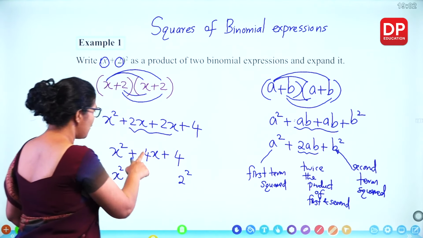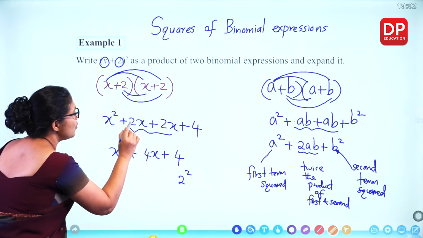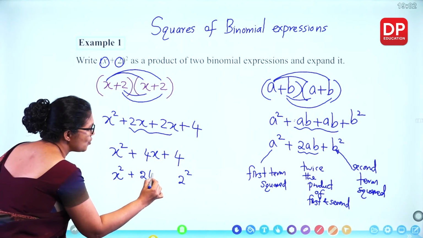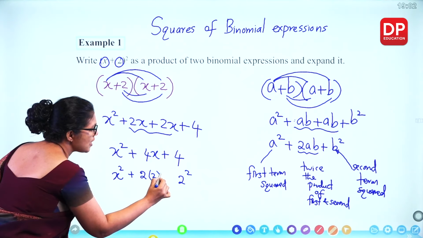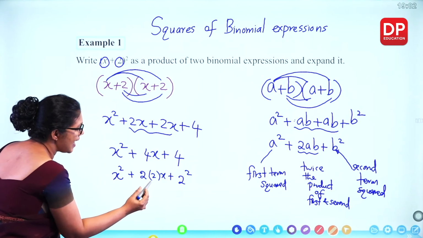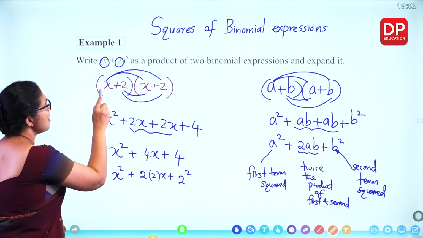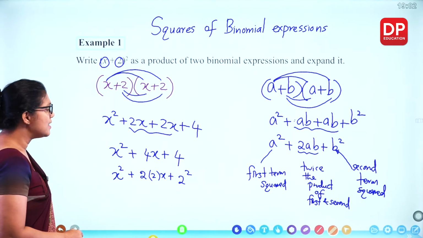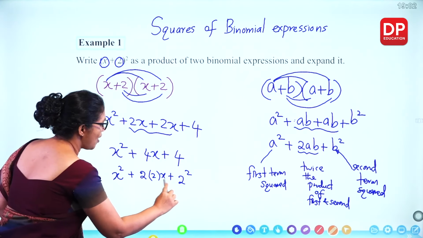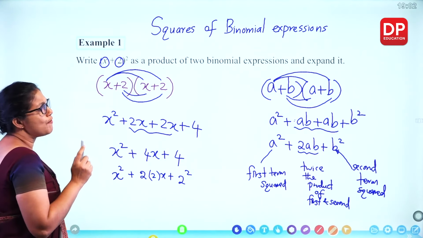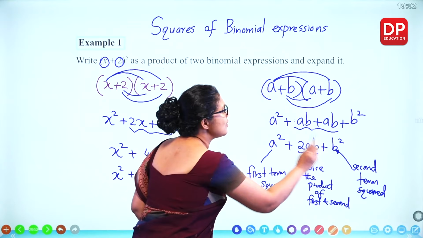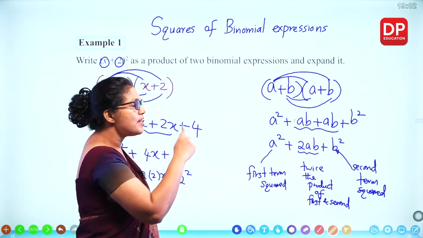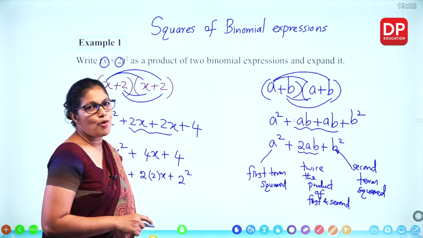So here 4. How did you get 4 here? If you rewrite this as 2 times 2 times x, you can see that 2 is the second term, x is the first term. Twice the product of the first term and the second term. So here you are getting 4x there. So if you see the pattern, you can straight away expand the brackets. You don't need to use the rainbow method.